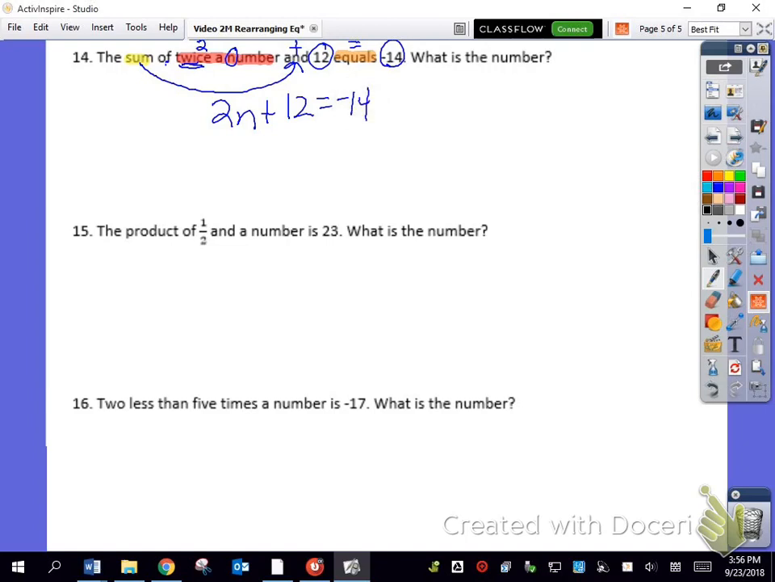What is the number? So draw your line, opposite of adding 12, this is subtracting 12. So 2n equals -26. Opposite of multiplying by 2 is to divide by 2, so n equals -13. So my number is -13.